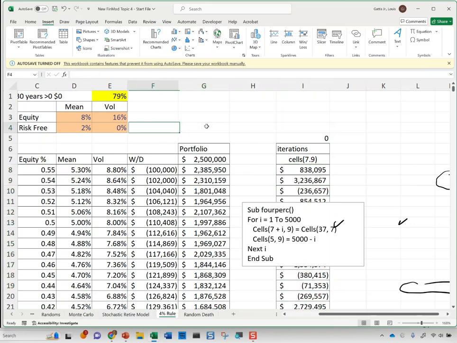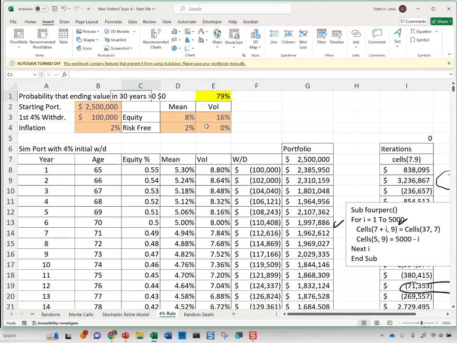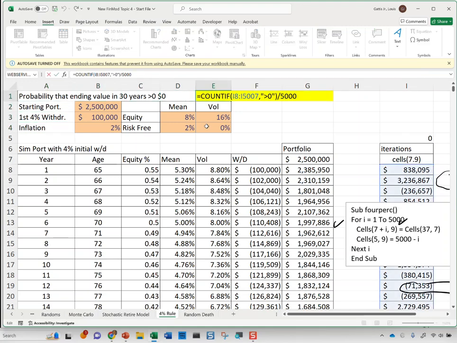And then you could explore the distribution by doing a simple calculation. Of those 5,000 possible portfolios 30 years after you retire, how many are greater than or equal to 0? Do a COUNTIF on that array of portfolio values: how many of those are greater than 0? And it looks like 79% of the time you'll have enough money to last 30 years. So it's a nice little model to give you probabilities that that 4% rule will work.